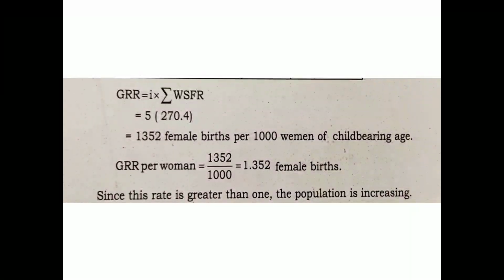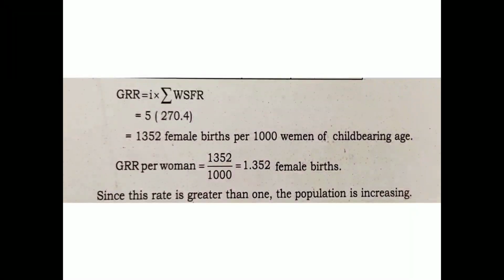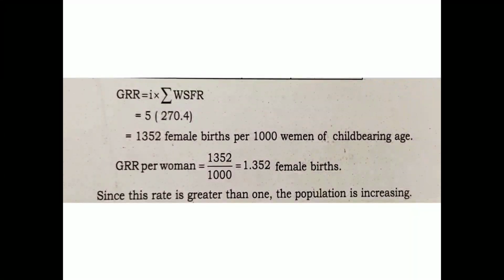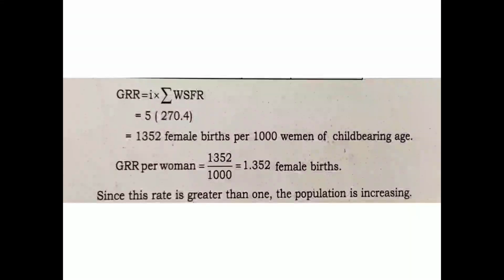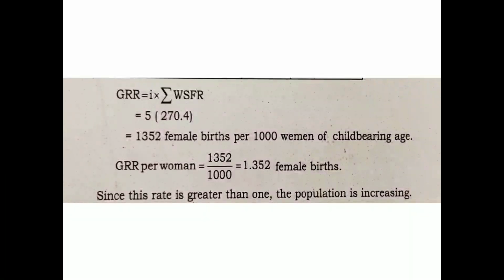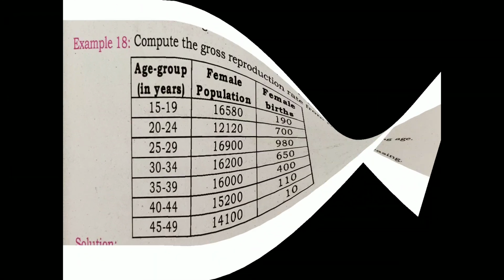By these calculations, we come to a conclusion that the average GRR per woman is 1.352 female births, and since the rate is greater than 1, the population is increasing. Next we shall move on to the next example.